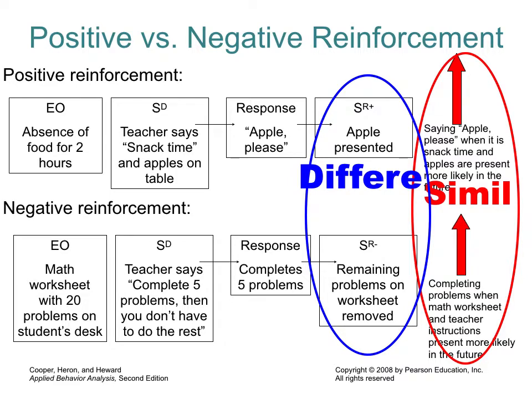So these consequences are different, but there is a similarity between positive and negative reinforcement. There is an increased effect on the frequency of similar responses under similar conditions in the future. So these are the differences and similarity.